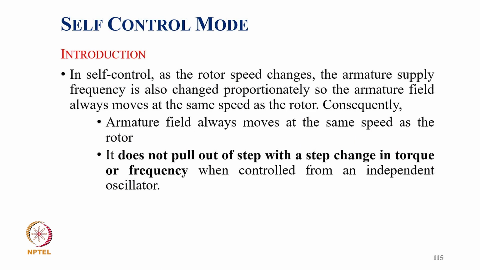So in self-control mode, the rotor speed changes, and the armature supply frequency also changes proportionally, so that the armature field always moves at the same speed as the rotor. It does not pull out of step with a step change in torque or frequency, as it would with control from an independent oscillator.